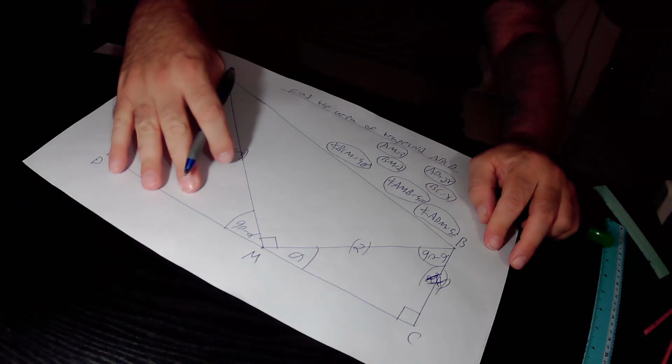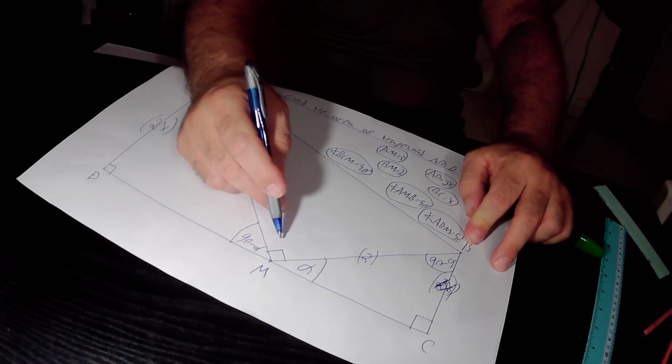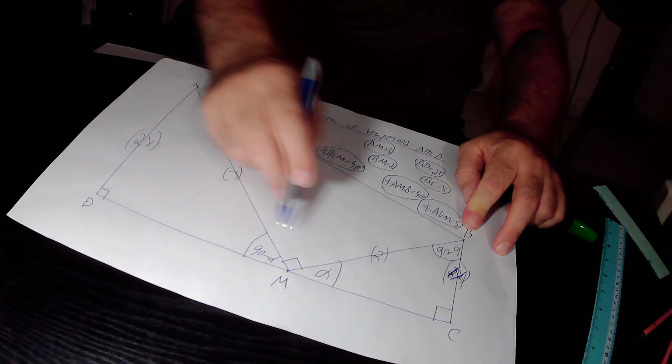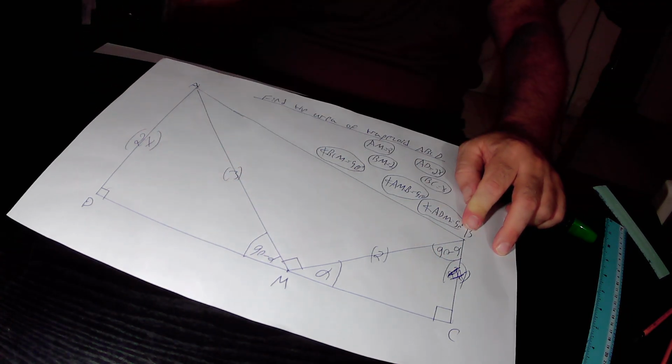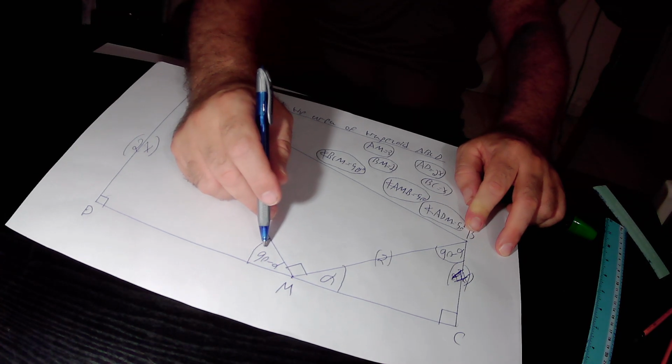Why? Because 90 degrees minus alpha plus alpha is 90 degrees, and 90 degrees plus 90 degrees is equal to 180 degrees. That is the sum of the angles on the upper side of DC at point M, exactly according to rule 3. Therefore, this third missing angle must be equal to 90 degrees minus alpha.